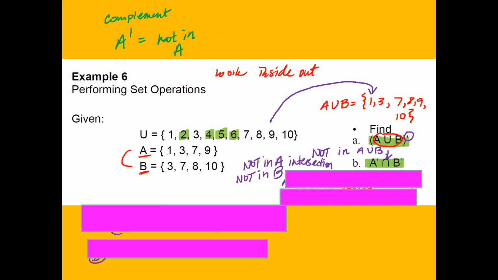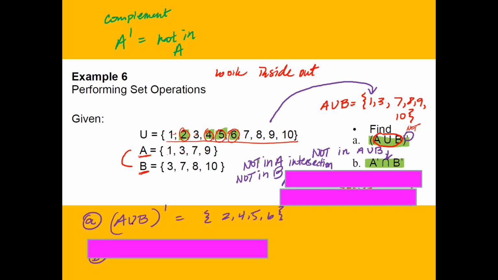Start from the inside, so ignore the prime right now. Then you're going to take a look at this and ask yourself, what is in U that is not in A union B? Because the prime here means not. So what is in U, but not here? Well, 1 is there, so not included. 3 is there, but 2 is not in here. Neither is 4, 5, or 6. So these numbers, 2, 4, 5, 6, are my answer. A union B with a prime is going to be 2, 4, 5, and 6.